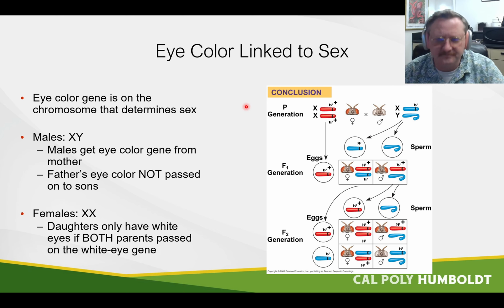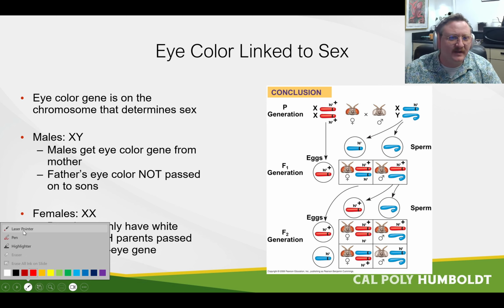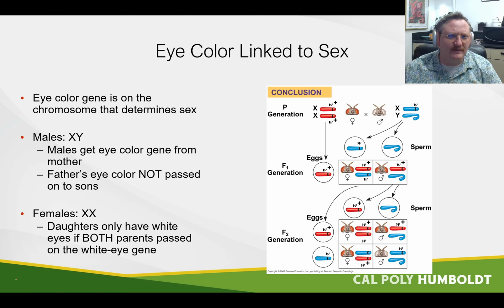So, what Morgan figured out was that eye color was on the chromosome that determined sex. So we've got males, all right? They get the eye color gene only from the mother because the egg cell always has an X chromosome. If the sperm cell has an X chromosome, you have female offspring. You have a daughter. All right? We good so far, I hope? That the males are what we call hemizygous, meaning they only have one copy of the allele. Okay, great.